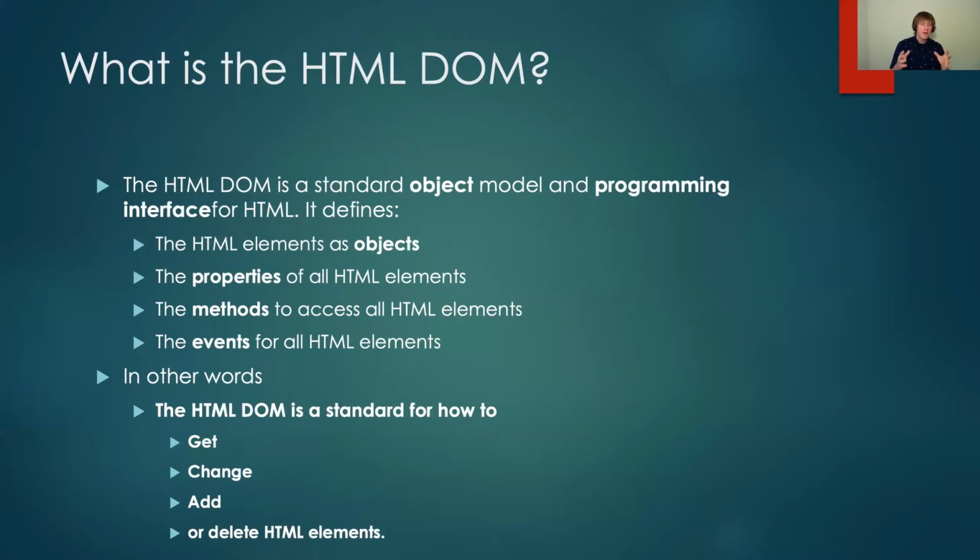And how do I know what these are? In other words, the DOM is a standard for how to get, change, add, or delete elements. So basic CRUD operations. So I'm going to get, change, add, or delete elements. That's a basic CRUD. So the DOM is the interface for CRUD operations on HTML elements. Okay, CRUD is create, read, update, and delete. That's database operations. So you can think of the same for HTML.